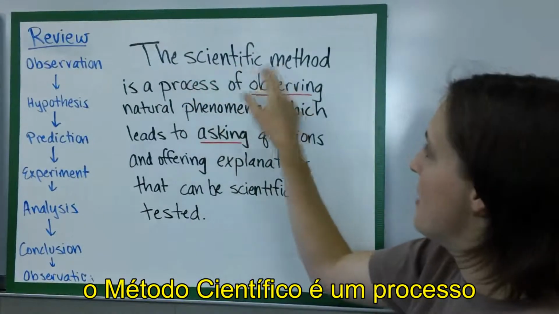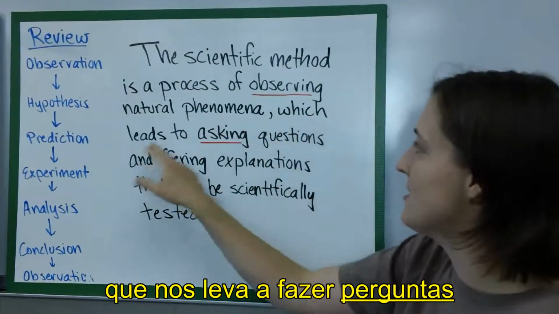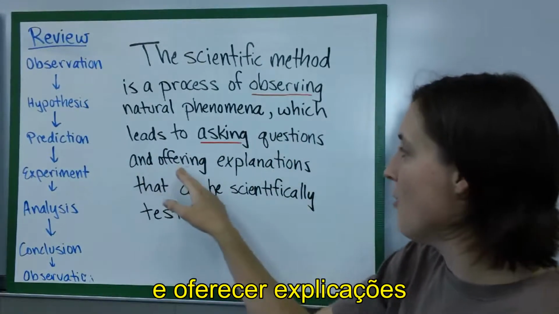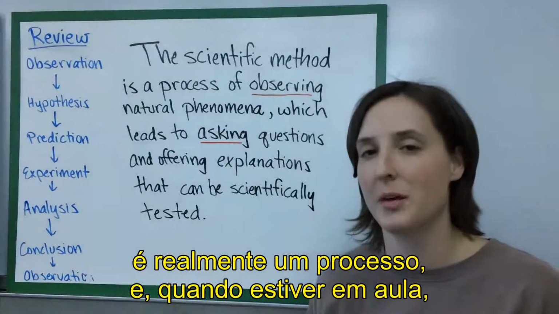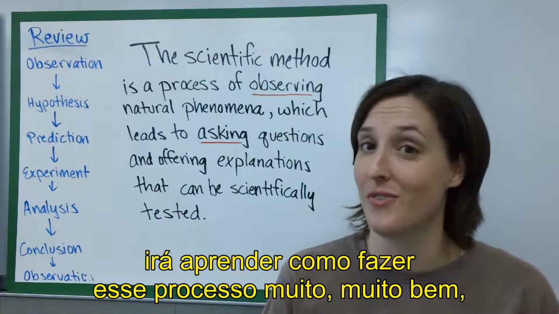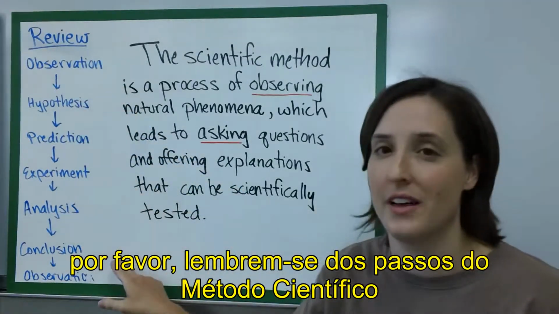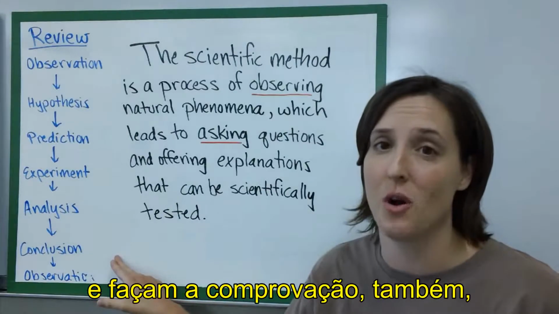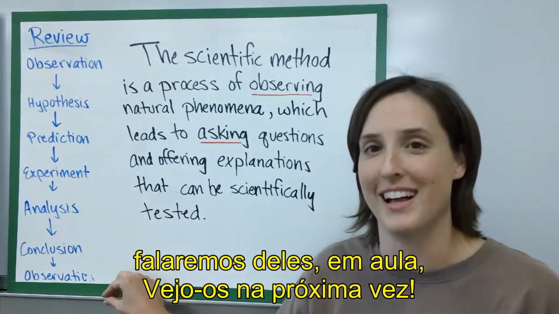The scientific method is a process of observing natural phenomena which leads to asking questions and offering explanations that can be scientifically tested. So it's really a process. And when you're in this class, you're going to be learning how to do this process very, very well. So please remember the steps of the scientific method, and make sure you also remember what deductive and inductive reasoning are, because we will talk about them in class.